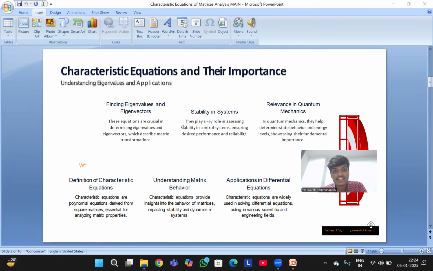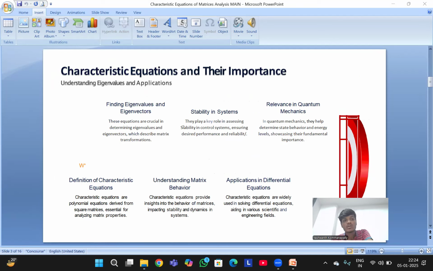Next, characteristic equations and their importance. The importance of characteristic equations is understanding eigenvalues and applications. First of all, finding eigenvalues and eigenvectors. These equations are crucial in determining eigenvalues and eigenvectors, which describe matrix transformations. Second point, stability in systems. They play a key role in assessing stability in control systems, ensuring desired performance and reliability.